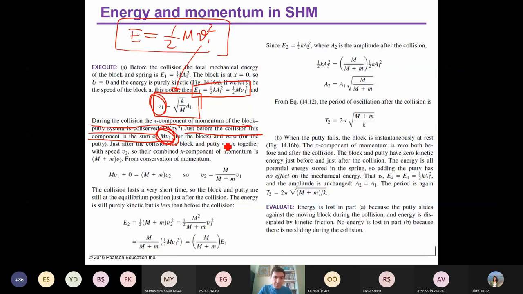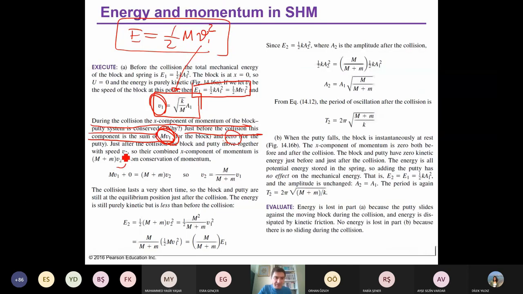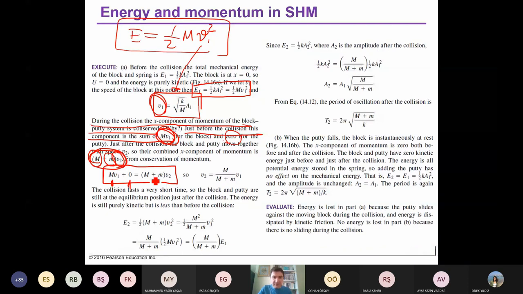And what about the momentum of the putty? During the collision, this putty has no x momentum, okay, because it is moving along the y-axis. So then what about after the collision? After the collision, the momentum of the system is given with mass of the block plus mass of the putty and the velocity of the system. Since they stick to each other, I can write it like this. From the conservation of momentum, initial momentum of the box along the x-axis, initial momentum of the putty, and final momentum of the system. Then here we have this expression. Here we have V2, final velocity, which is given in terms of V1, okay?